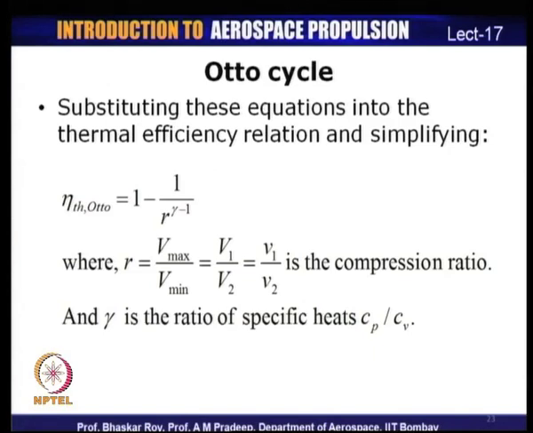So, with these substitutions in the thermal efficiency, the efficiency of the ideal Otto cycle is 1 minus 1 by r raised to gamma minus 1, where r we have already defined as the compression ratio, which is equal to V max by V min, which is V1 by V2, and gamma here is the ratio of the specific heats, which is Cp divided by Cv. So, we can see clearly that the Otto cycle efficiency is a function of two parameters, primarily the compression ratio, which is V1 by V2, and it also depends upon the ratio of the specific heats.